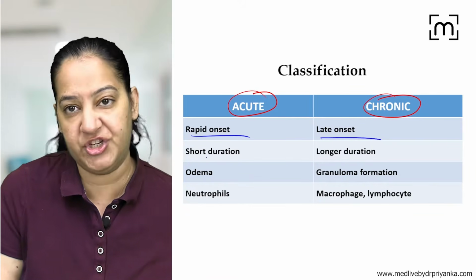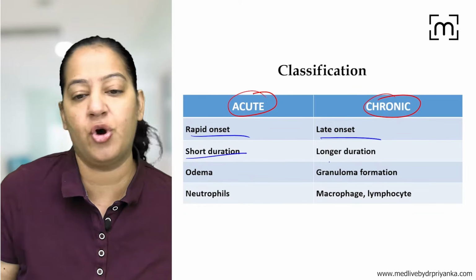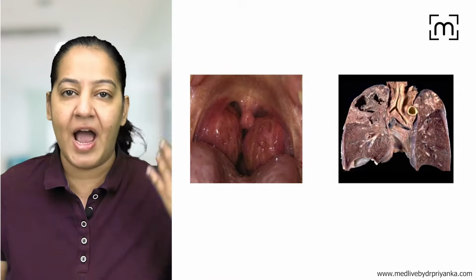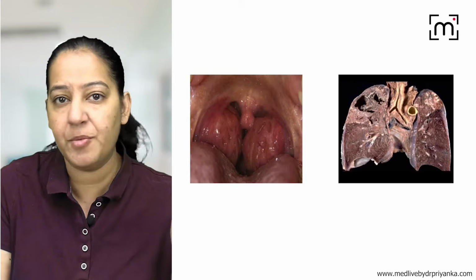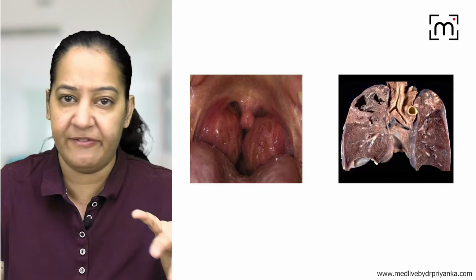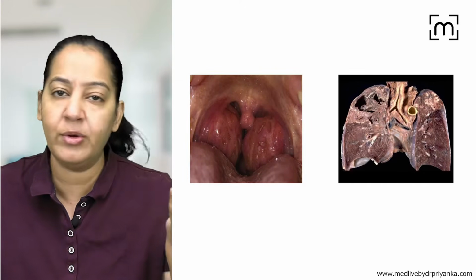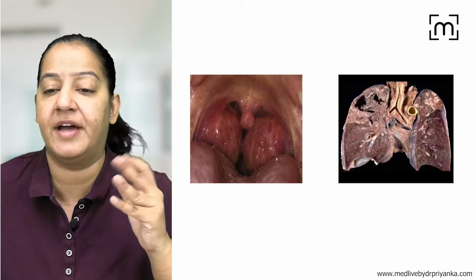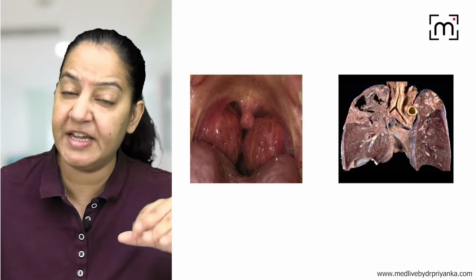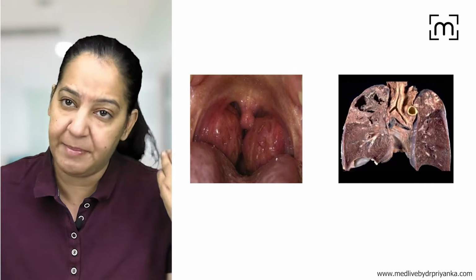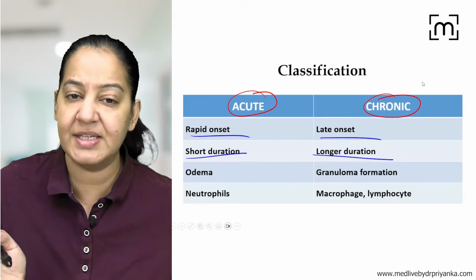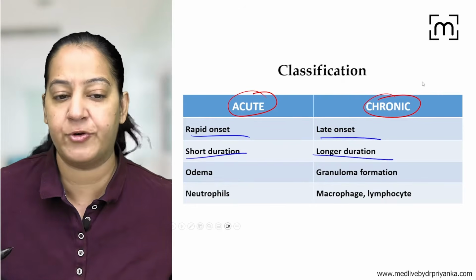Now the second is the duration. In one, the duration is short. In one, the duration is long. If we have tonsillitis, it lasts for say a week, maximum a week, 4 or 5 days if we take the treatment. Even if we don't take the treatment, it can be a week, not more than that. But if TB occurs, even with treatment, the shortest duration of treatment is 6 months. And without treatment, it can be for years. So the duration of the disease is short in acute and long in chronic, right?